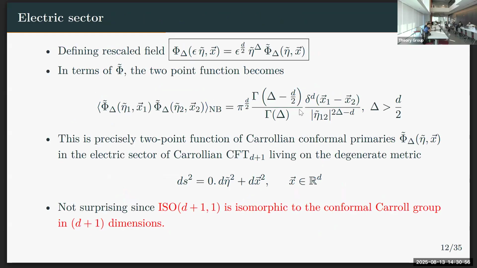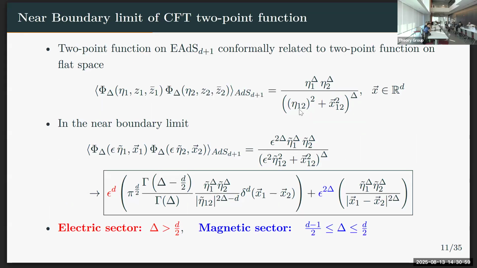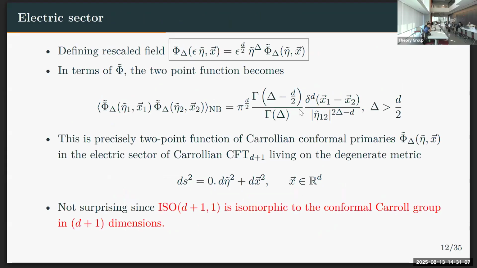Right. So first, let's look at the electric sector. Because there is an epsilon^d scaling, this is the field. What I can do is define a new field, phi tilde delta, which exists on these degenerate manifolds, with coordinates eta tilde and x, as follows. This will be my scaling limit. Now, in terms of this phi tilde delta, if you find the 2-point function, it has the property that there is a contact term in the spatial directions, and eta tilde has this power law type behavior.